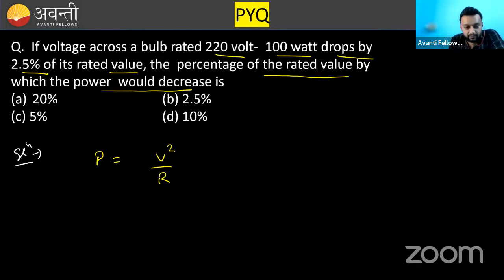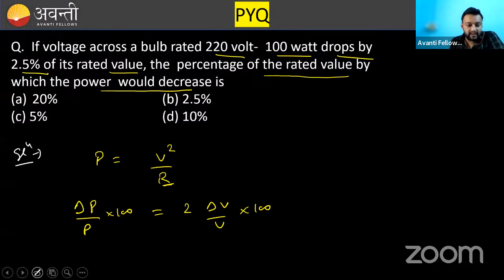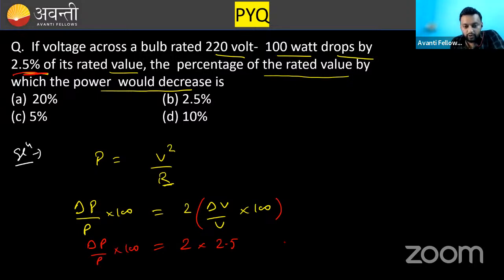Now, if I write the percentage change in power, resistance is constant, so it will be 2 delta V by V into 100. The percentage change in voltage is given as 2.5%. So the percentage change in power will be 2 into 2.5, which is 5%. Try to remember such types of questions.